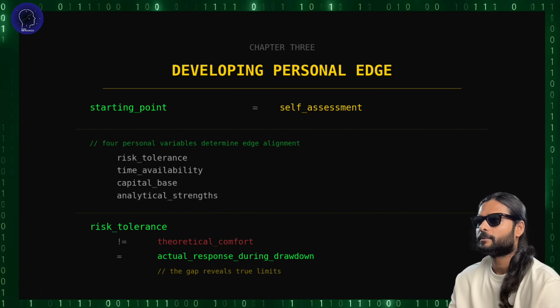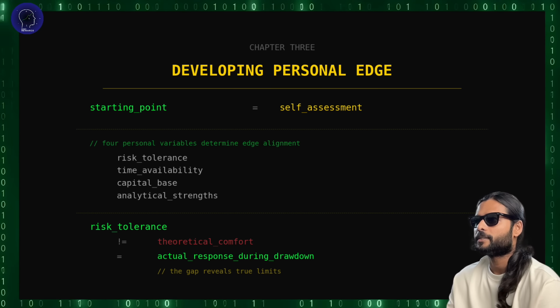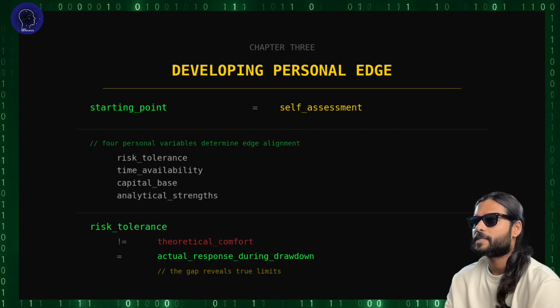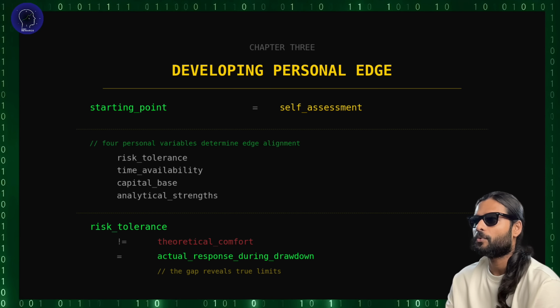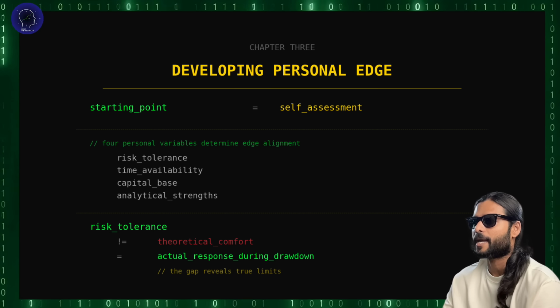Chapter 3: Developing Personal Edge. The starting point is self-assessment. Strategy design introduced 4 personal variables. Those same variables now determine which type of edge aligns with a trader's strengths.